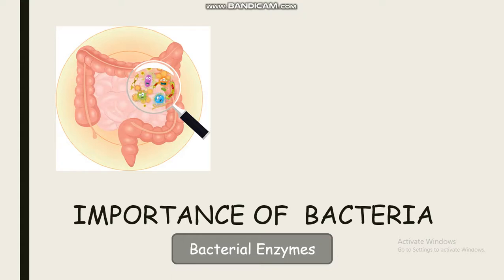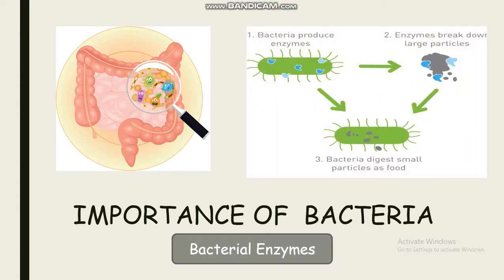How do bacteria do this? By a simple process. Bacteria produces these enzymes. These enzymes break down large particles, and as a result, bacteria digests small particles as food, and we are able to digest the food and extract the nutrients from the food.